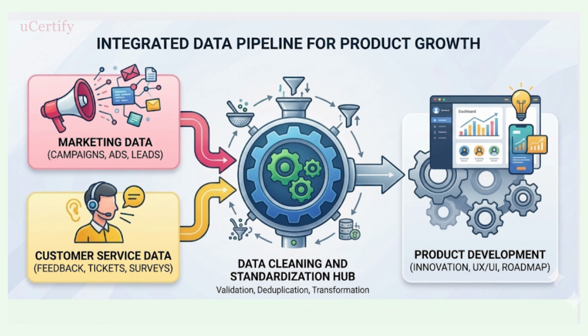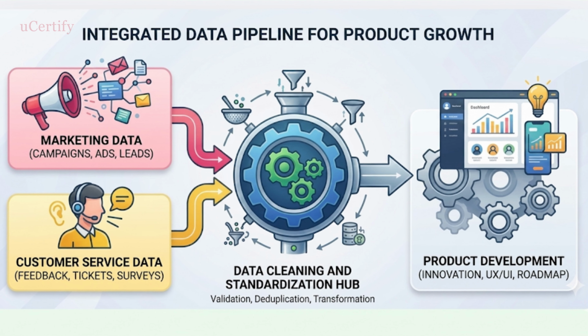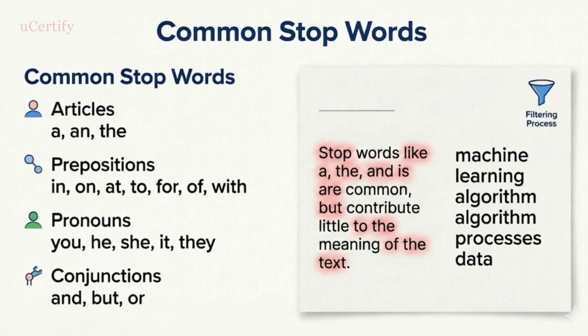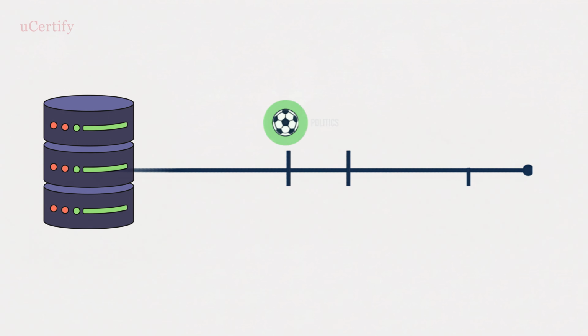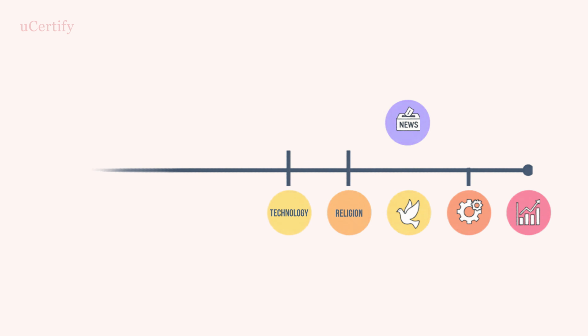Businesses use cleaned text data to improve customer service, marketing campaigns, and even product development strategies. Stop words like "the," "and," "is" are common, but contribute little to the meaning of the text. We'll use the 20 Newsgroups dataset, which contains text from various online discussion groups, for our analysis.